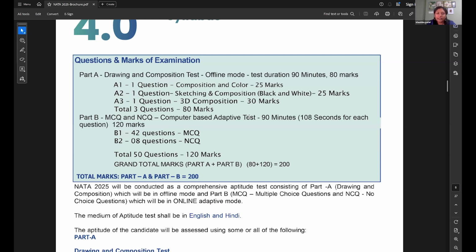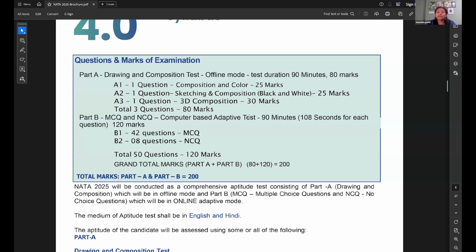Part A is primarily about the drawing and composition test, which you will be giving first. Unlike other exams, it's not a complete-duration exam where you have a total hour for your final exam and you can manage which part to do first, which part second, and how you want to manage your time. Here, they have very specifically given us information that part A will finish in 90 minutes and then you would have 90 minutes more for part B.